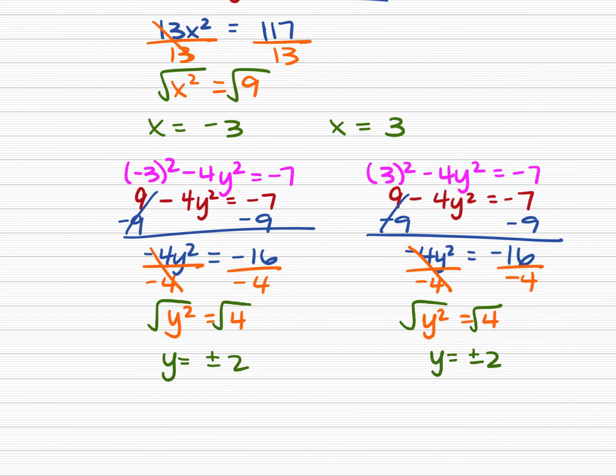So we're actually going to have 4 solutions for this. For the one on the left, we have negative 3, negative 2, as well as negative 3, positive 2. For the one on the right, we have positive 3, negative 2, as well as positive 3, positive 2.